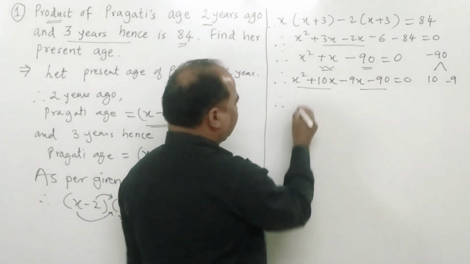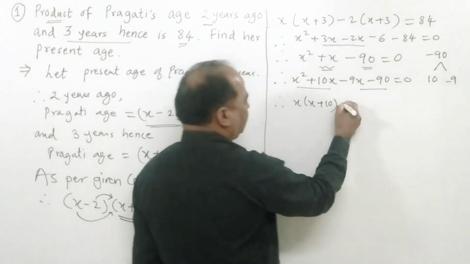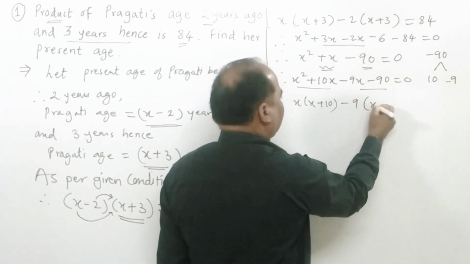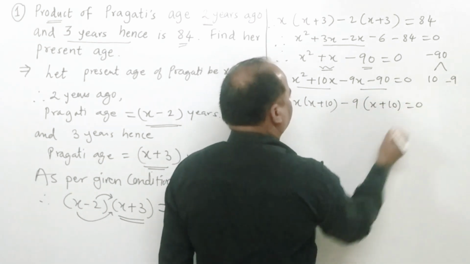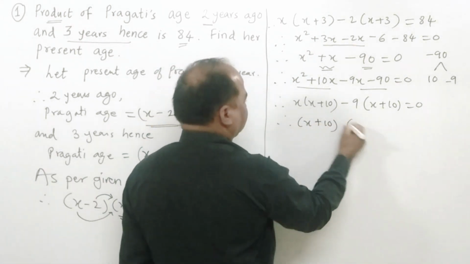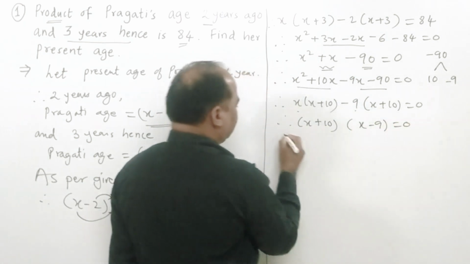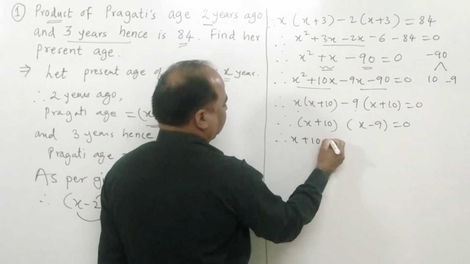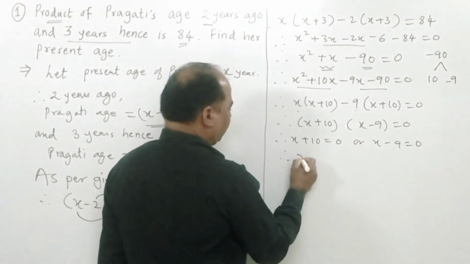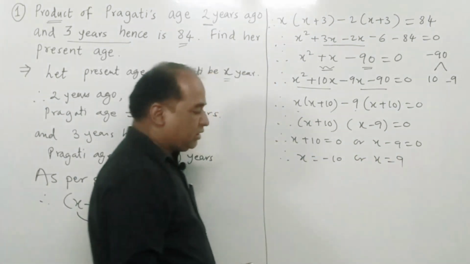Now make groups of two terms. Take x common, so x plus 10 in one bracket. 9 1s are 9, 9 10s are 90, so minus 9 into the bracket x plus 10 is equal to 0. Therefore, the first bracket is x plus 10 and the second bracket is x minus 9, equal to 0. Therefore, x plus 10 is equal to 0 or x minus 9 is equal to 0. Therefore, x is equal to minus 10 or x is equal to 9.